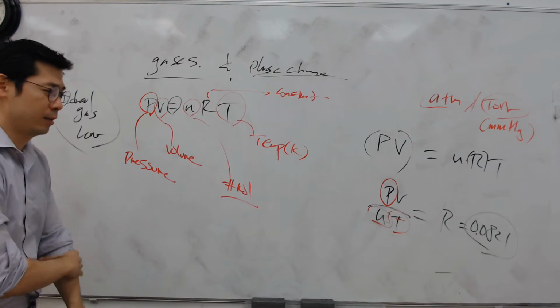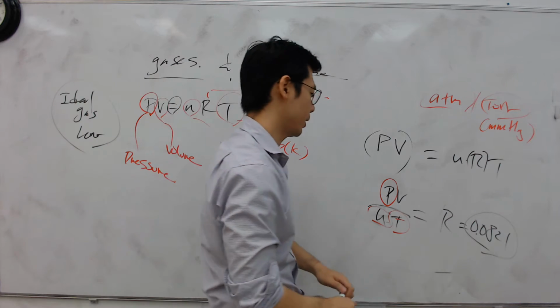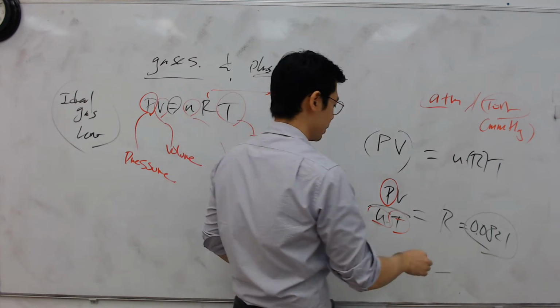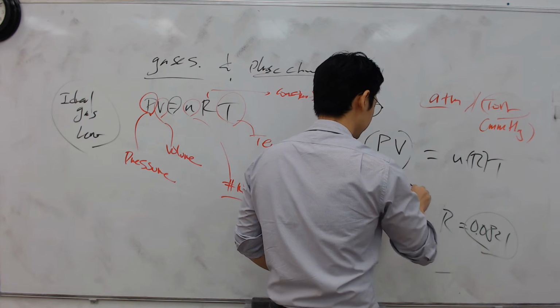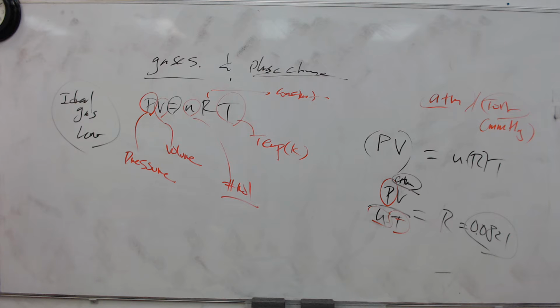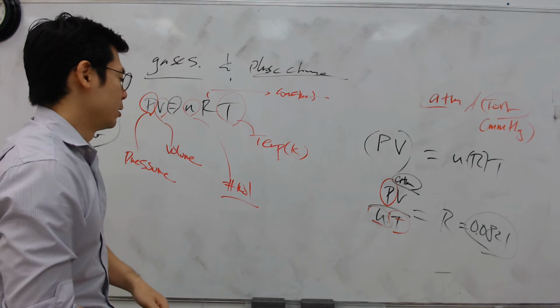So 0.0821 is the value of R when the pressure is being used as atm. The other values we'll discuss later. That's what the value of R is.